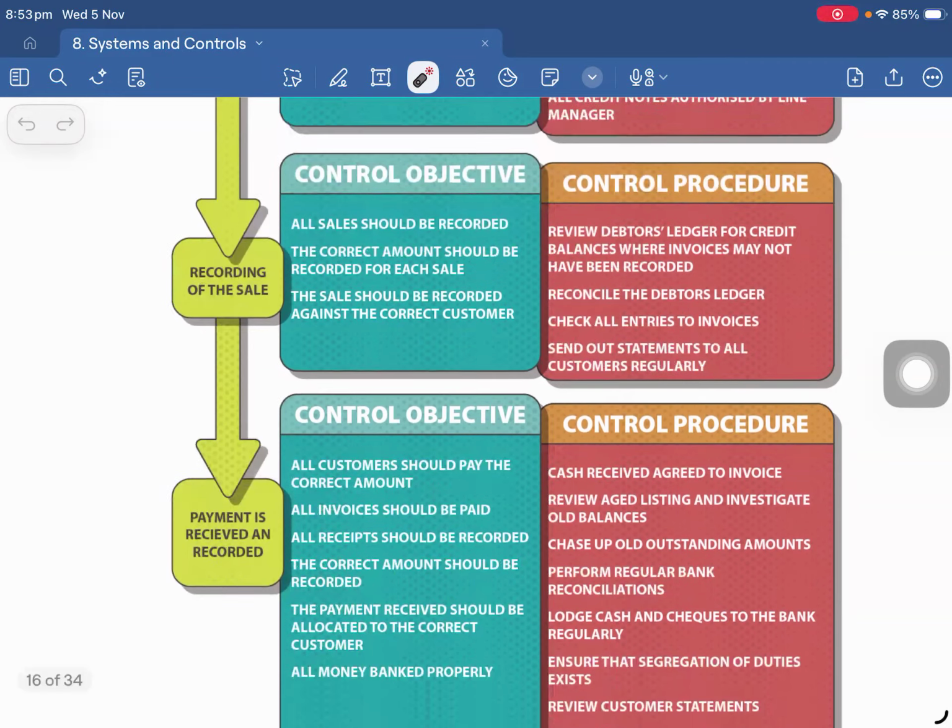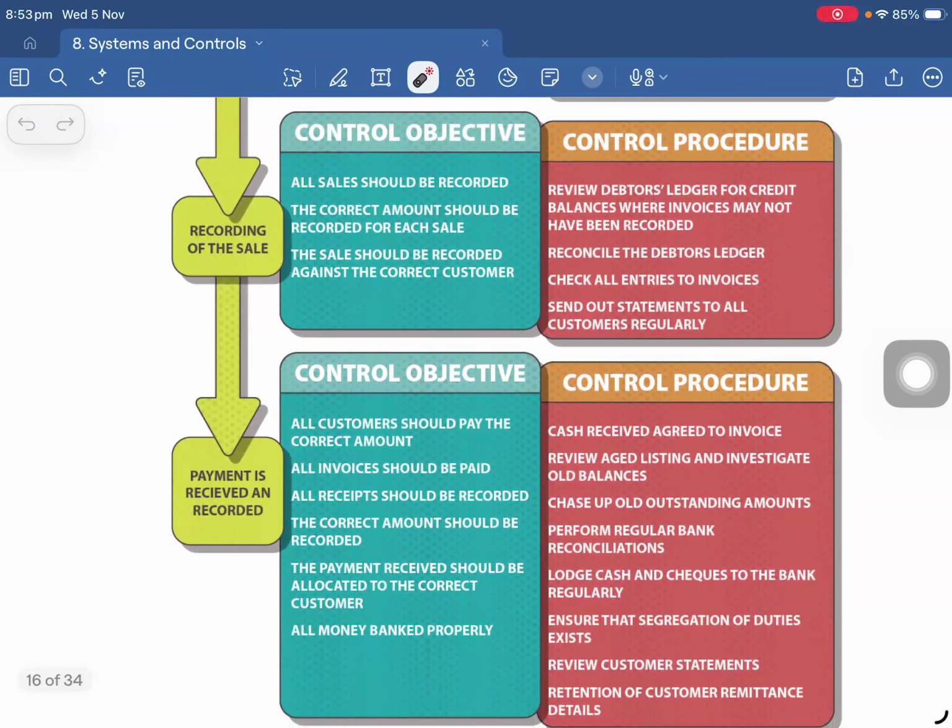Now, when the payment is received and recorded, our objective here is to ensure that all the customers are paying their correct amount. And we have to ensure all the invoices are being paid. We have to ensure all the receipts that we receive are being recorded, and that correct amounts are being recorded.